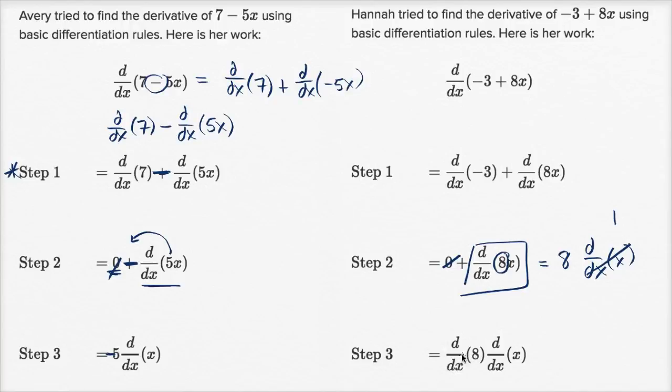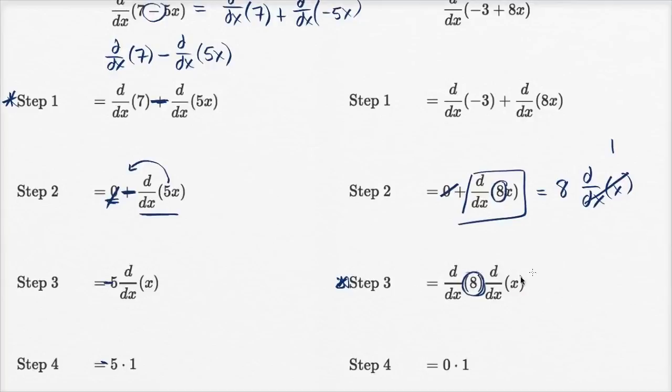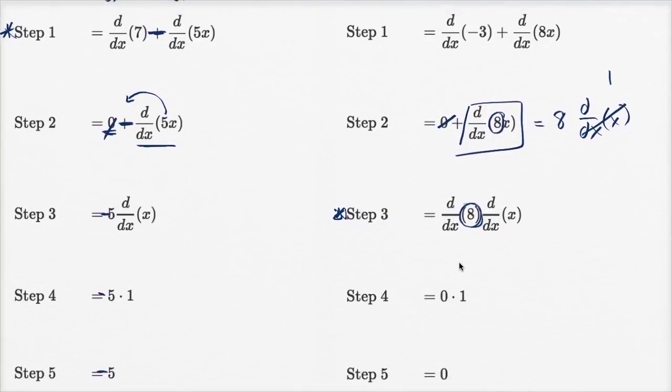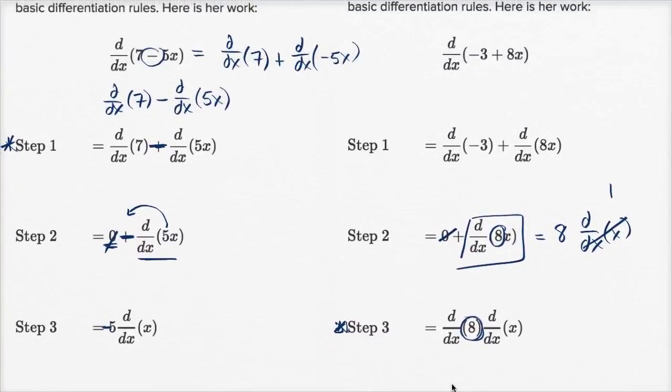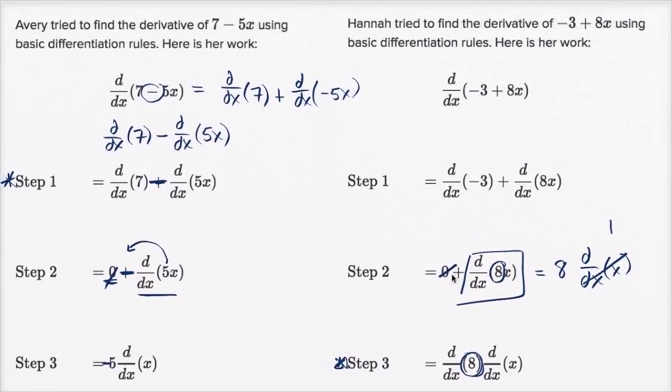What she did is she tried to take the derivative of 8 and multiply that times the derivative of x. That is not the way it works. In the future, you will learn something called the product rule, but you don't even have to apply that here because one of these components, I guess you could say, is a constant. So this is the wrong step. This is where Hannah makes a mistake. And you can see instead of getting a final answer of 8, she assumes the derivative of 8 is 0 times the derivative of x is 1, 0 times 1, and she gets 0, which is not the right answer. So she makes a mistake at step 3, and Avery made a mistake at step 1.